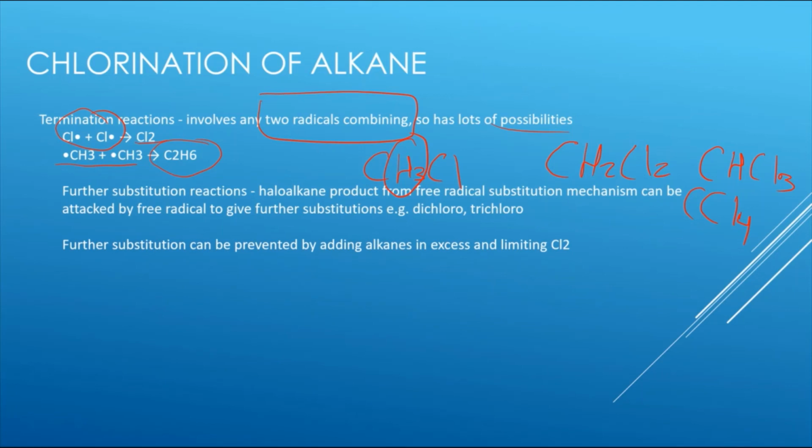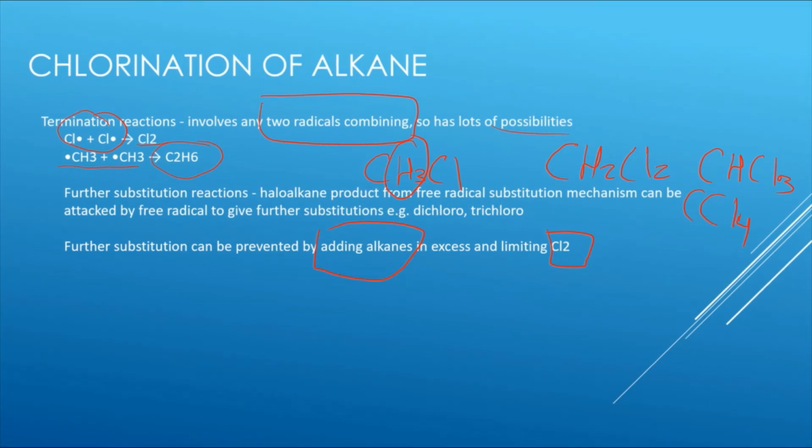And you can stop this from happening. If you do not want this to happen, the further substitution can be prevented by adding the alkane, methane in this case, in excess, and limiting the chlorine. This would prevent, or at least lower, the number of further substitution reactions occurring.